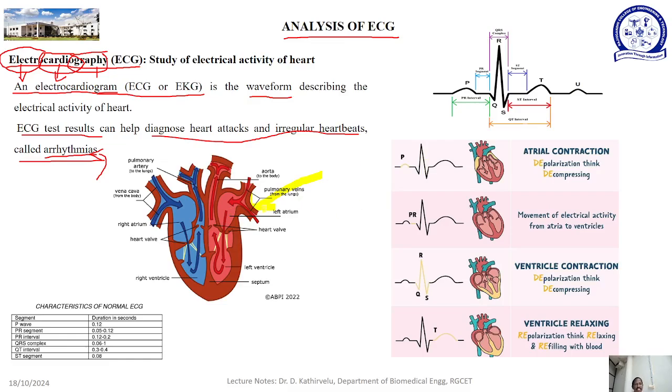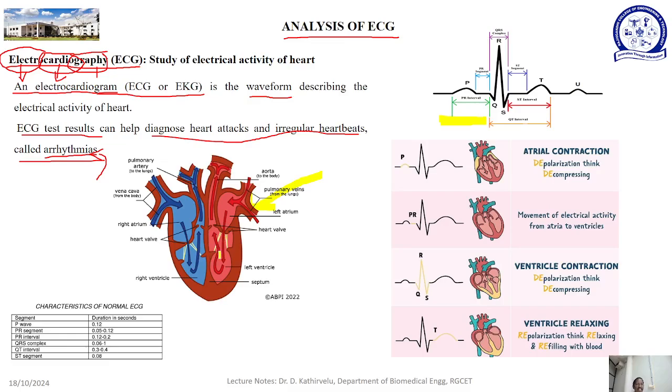So this atrial contraction, forcing the blood from atrium to ventricle, results in a wave which is called the P wave. This is the recorded ECG output, and this P wave denotes the contraction of the atria.